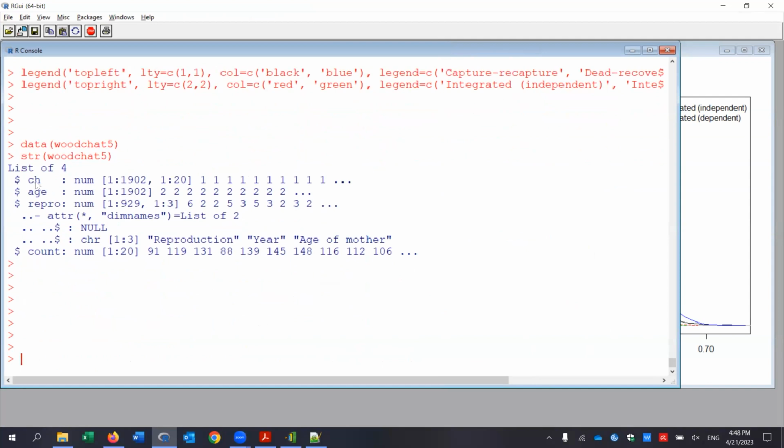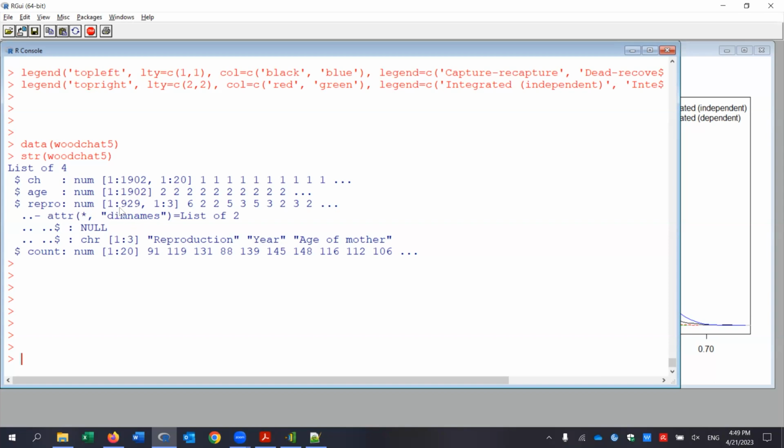Well, we have here capture histories. These are 1,902 individuals over 20 years, so it's a fairly large data set. We also have the age of the individuals when they are captured, because this is needed to be able to estimate age-specific survival probabilities.